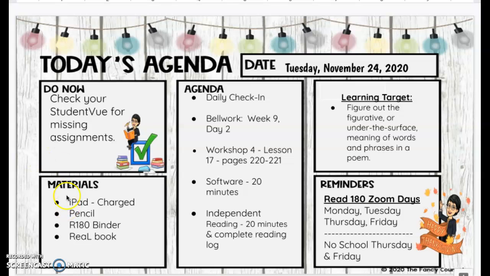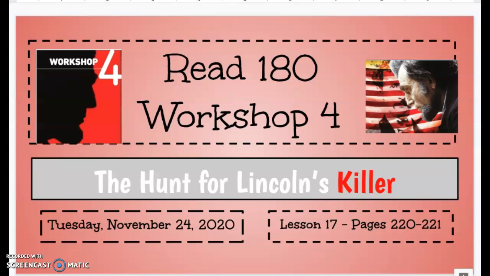All right, if you notice, today we will be looking at lesson 17, pages 220 and 221. So in order to get going and keep moving, I'd like you to get your real book out and your pencil, and we're going to go ahead and start. And remember, if you need to pause this, just put it on pause till you get the work completed in your real book, and then you can continue on.